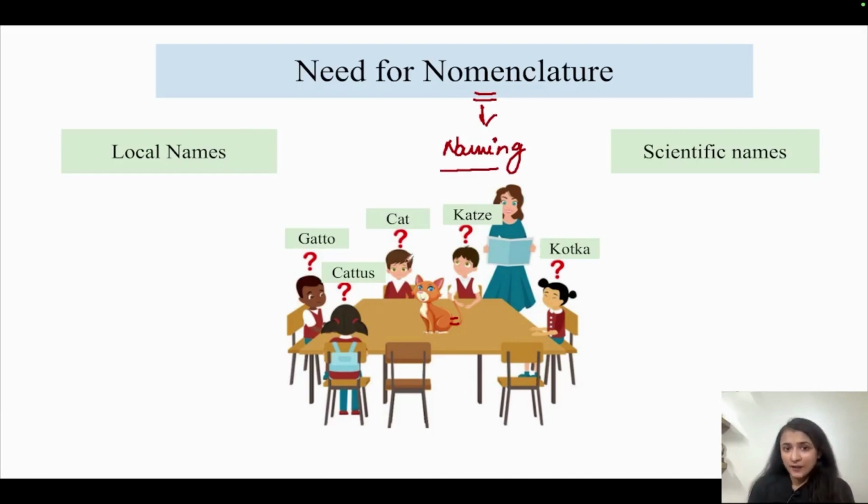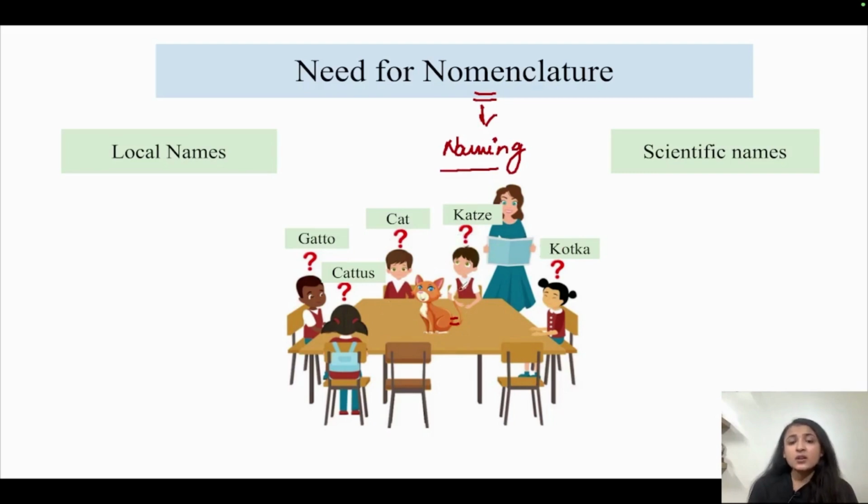Now, why are they referring to it with different names? Because all of these students belong to different regions. So they are using their local names, their native names by which this organism is known in their region. Now, this is creating confusion amongst all, because there should be a unique name, otherwise this is creating a communication problem.